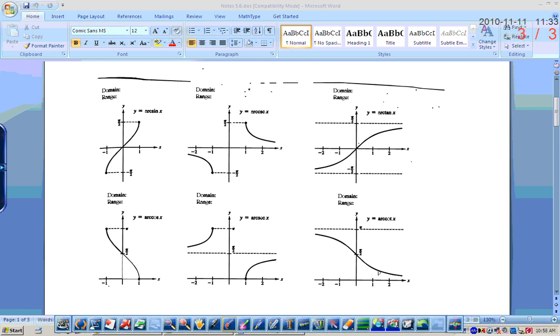So what somebody decided to do was to restrict the range on those inverse trig functions so that they would be functions. So right now what I want you to do on your own is to just go through and name the domain and the range of all 6 of those graphs. And be careful about parentheses and brackets.